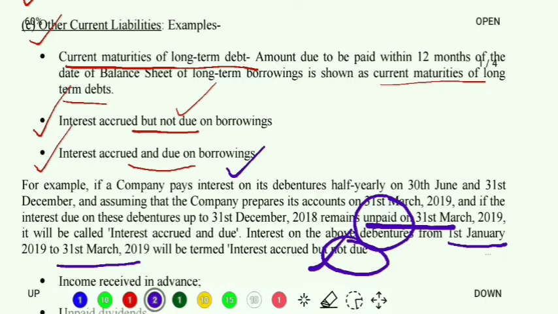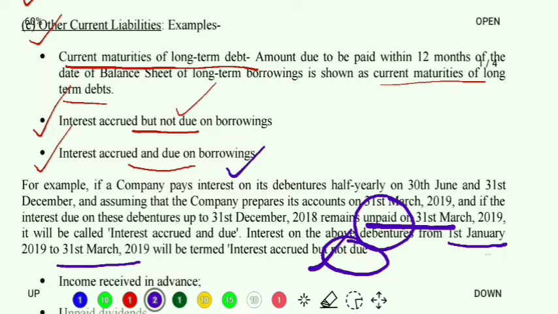That means 31st March will pass away. But before 31st March, I have time to pay that accrued interest. I can pay on 15th Jan, I can pay on 31st Jan, whenever I feel like. In between these 3 months, I can pay. So my interest has definitely been accrued, but it is not due.